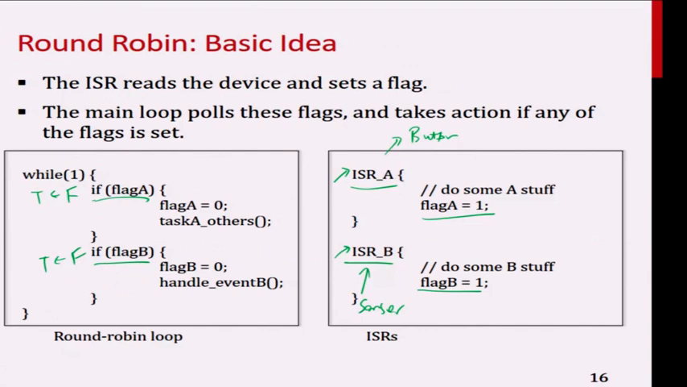So why do I still want to have a flag here and call my task A others over here? Why don't I just call this task A others here itself? Because it's still related to task A, correct? And since my sensor already triggered and I'm inside the interrupt service routine for task A, why don't I just do the task A others as well?